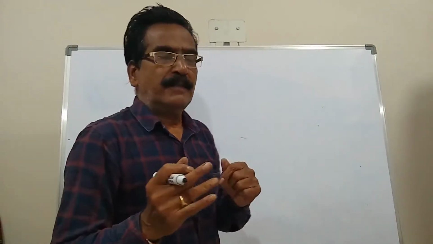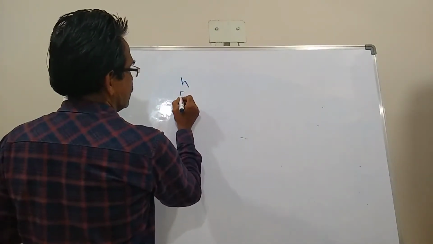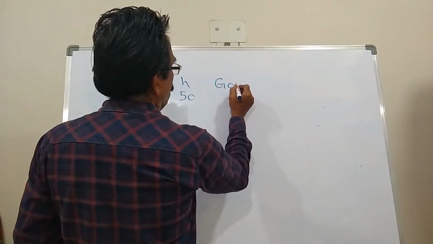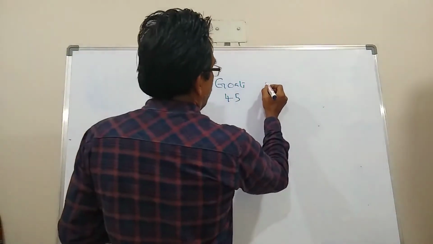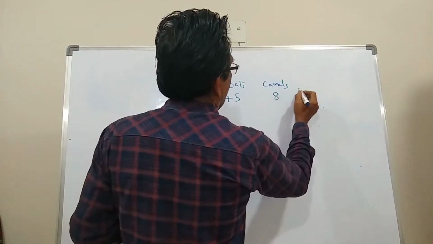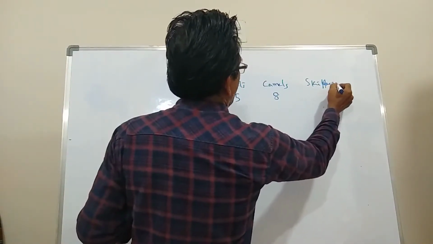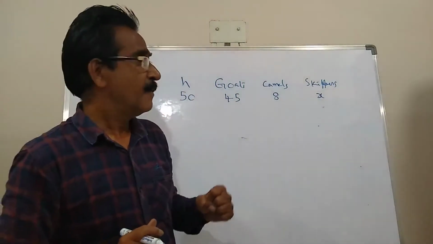Next problem friends, in a caravan there are 50 hens and 45 goats, 8 camels and a certain number of skippers, that is persons.